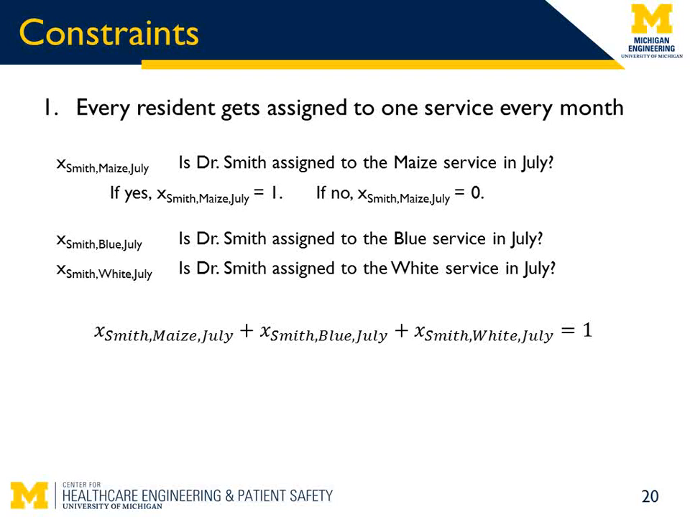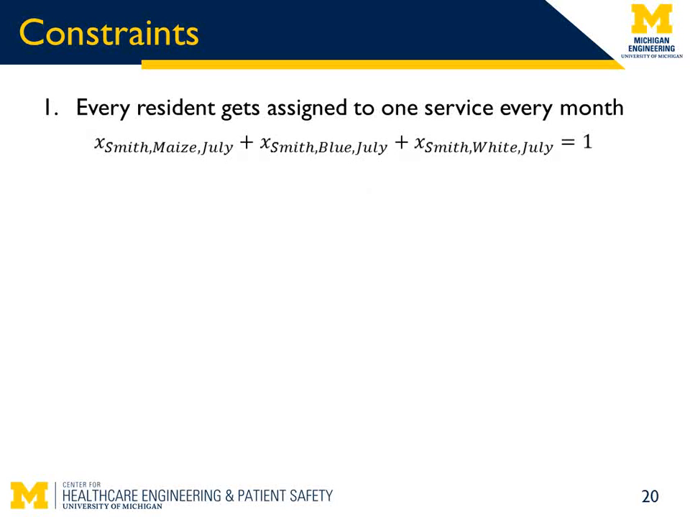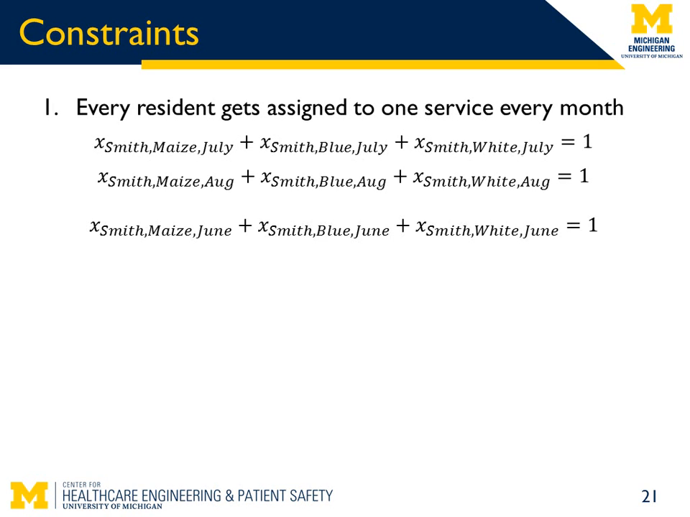But that's just for July, right? We need to be assigned every month. So we're going to have a similar constraint for August and all the way through till June. So for that single individual resident and single service, there are actually 12 constraints that get built out. And then we move on to the next resident, and we have a similar set of 12 constraints.